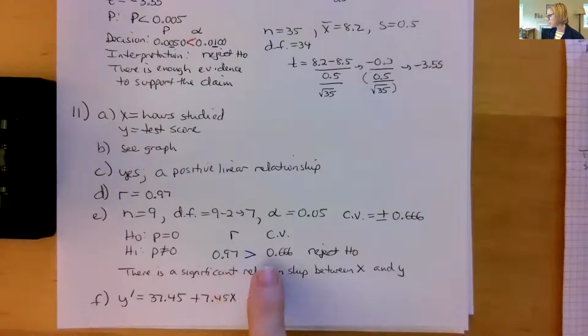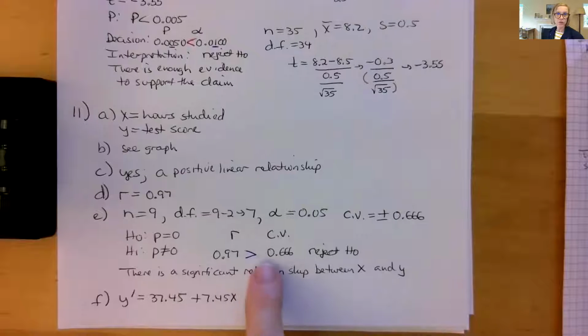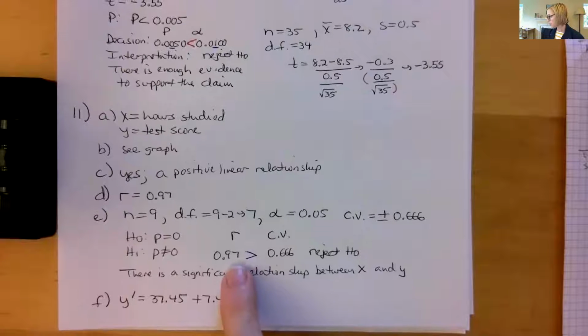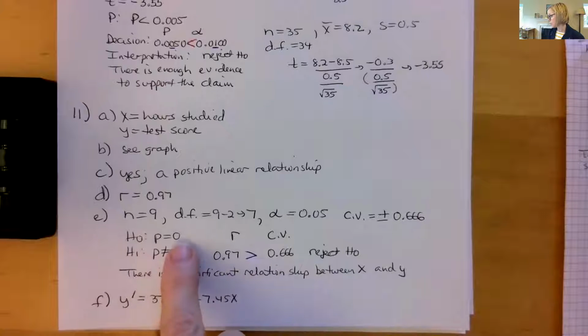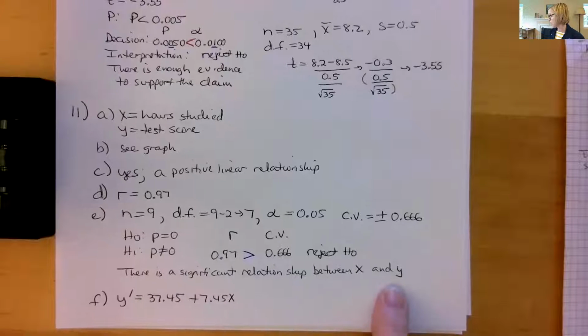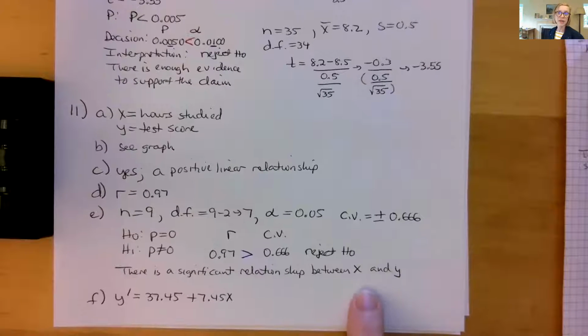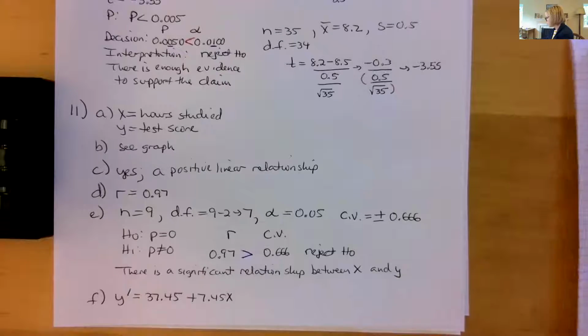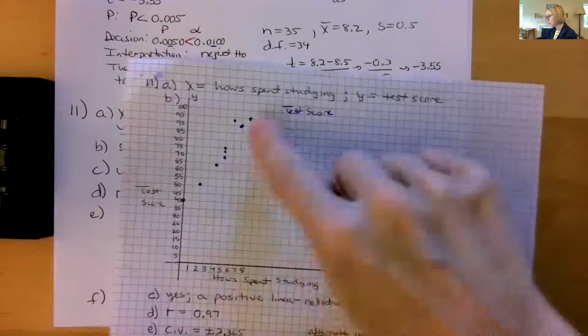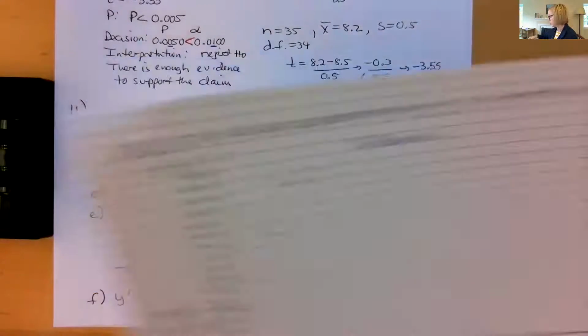If R is greater than that critical value in terms of its absolute value, when it's positive, it's closer to +1 than this critical value, then it's significant. And we know that we can reject the null hypothesis and know that there is a significant relationship between X and Y, which is hours spent studying and the resulting test score, which we could really see from the graph, that there's a significant linear relationship.